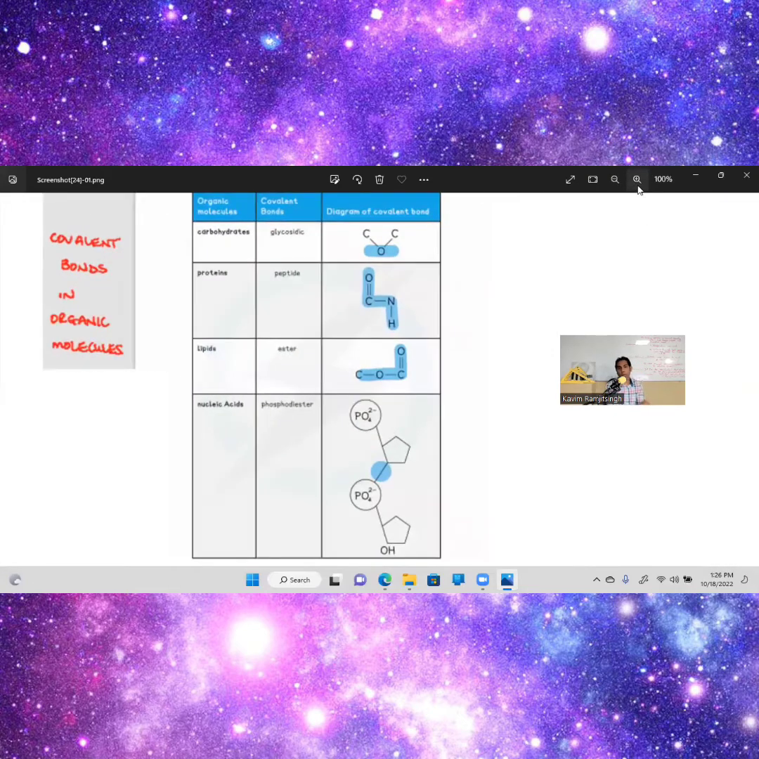This is just showing you some covalent bonds in the organic molecules. So your carbohydrates is a glycosidic bond. We're going to look at that just now. Proteins is a peptide. Lipids is the ester. You know that proteins and the lipids one from CSEC chemistry. And your phosphodiester and your glycosidic are two new bonds, right?